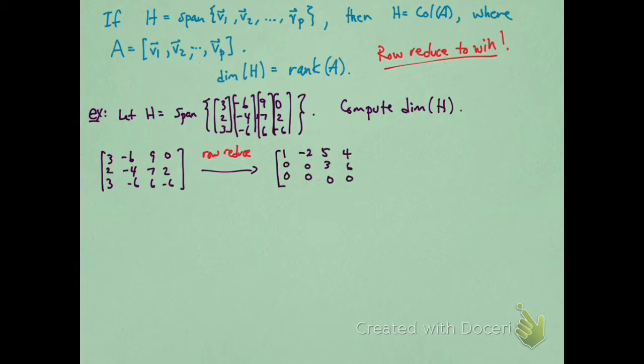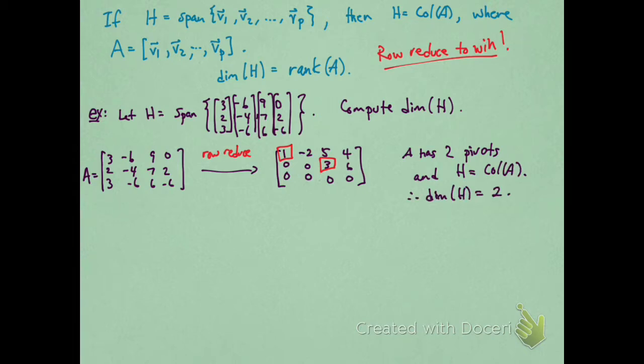Okay, so if I did my arithmetic correctly, if you row reduce this matrix, you get the following echelon form. I put boxes around my pivots to highlight them, and we see that there are 2 pivots in the matrix, and so the dimension of H is 2.